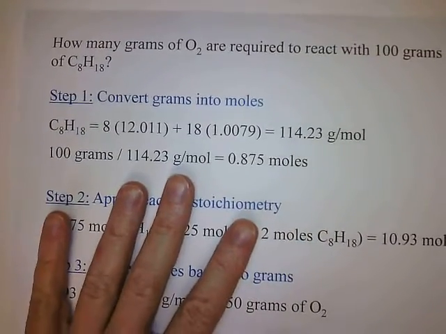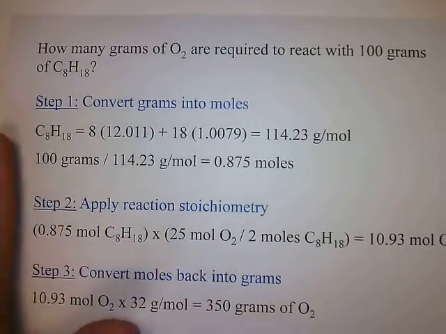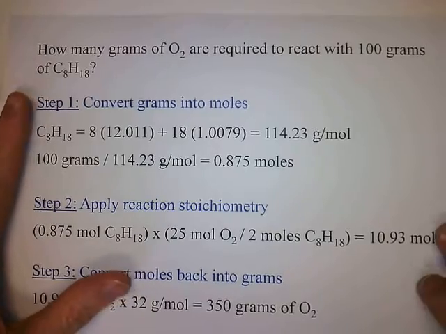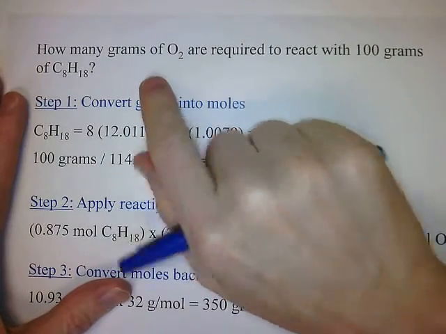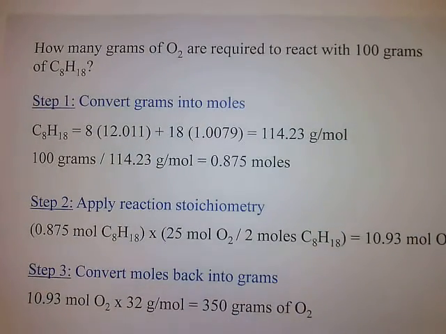So let's continue working with our octane reaction. And let's say, how many grams of oxygen are required to react with 100 grams of octane? So we'll follow this 3-step process. The first thing we have to do is convert that 100 grams into moles. We want to convert grams into moles, so we have to have the molar mass of octane.